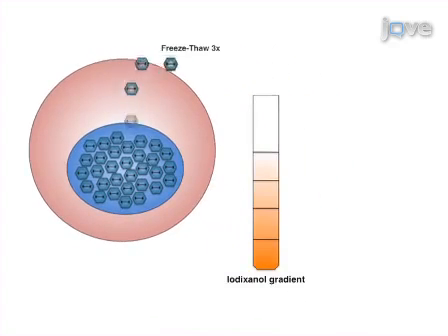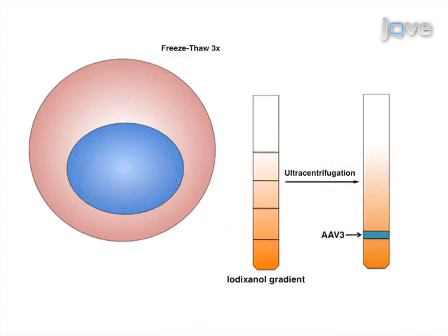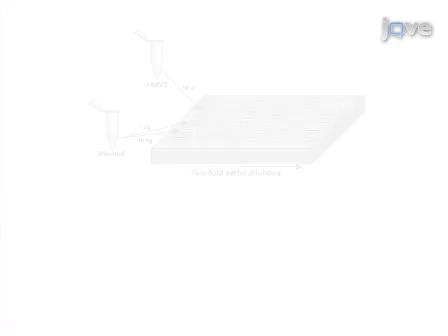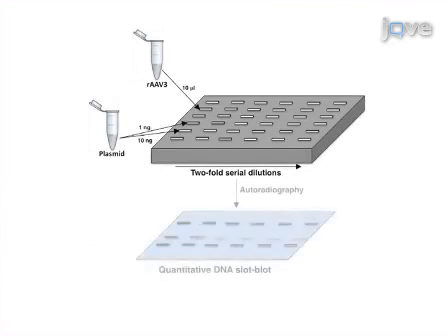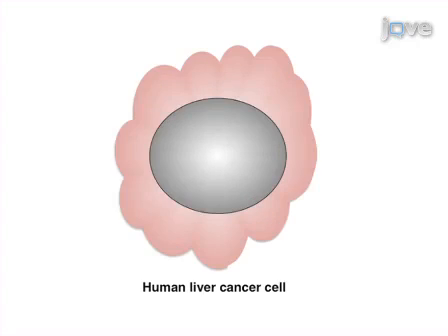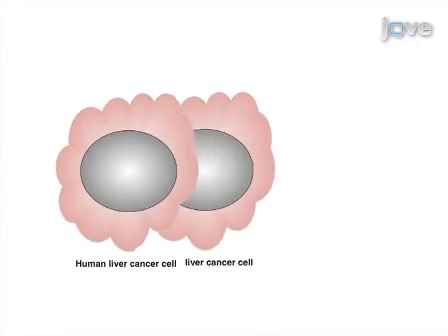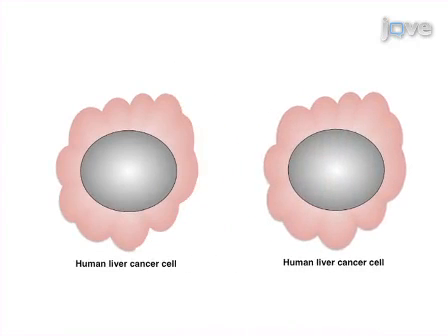The second step of the procedure is to purify AAV3 virions assembled in 293 cells. The third step of the procedure is to determine the titer of the purified AAV3 vector stock. The final step of the procedure is to transduce human liver cancer cells using purified AAV3 vectors.